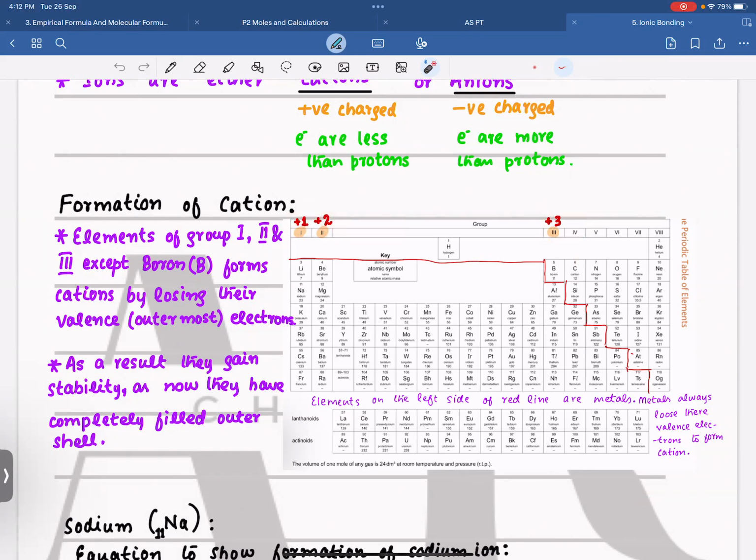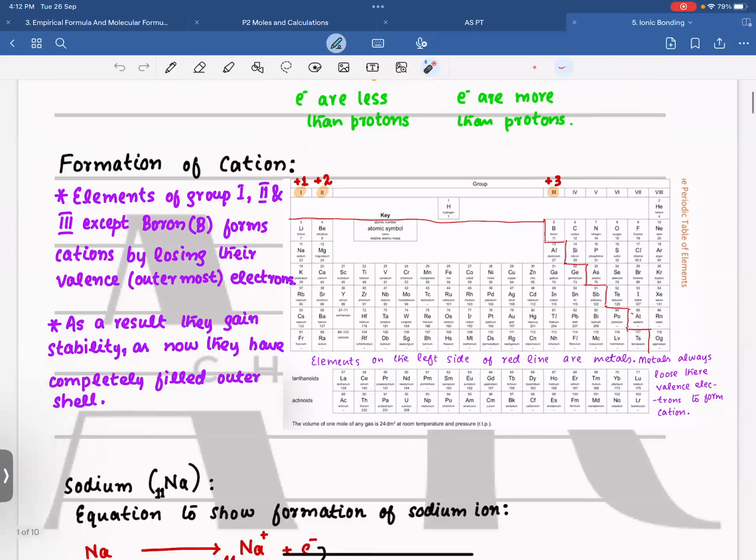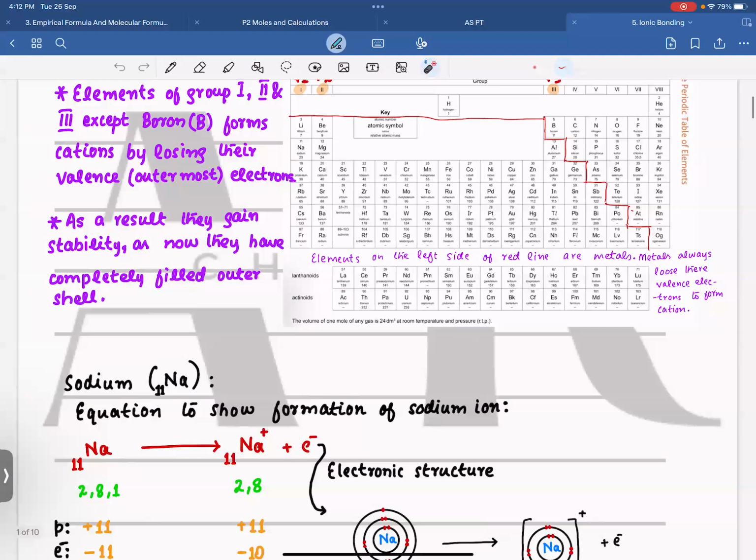Okay, we have noted this down. Normally you must remember that the elements on the left side of this red line, this staircase, are all the metals, and these metals have a tendency to lose their electrons. So these usually lose their electrons and always form cations. Now, first understand this, then copy down.